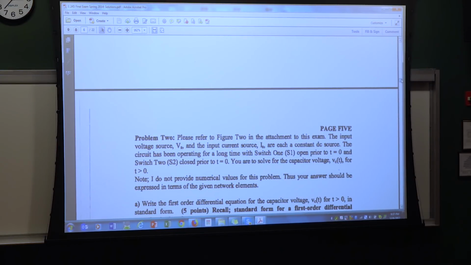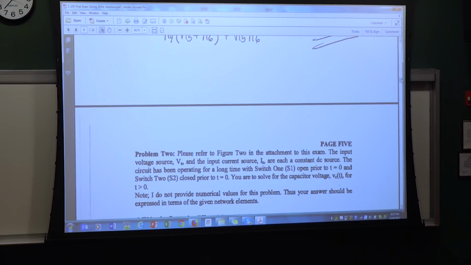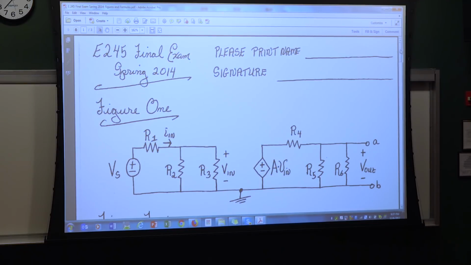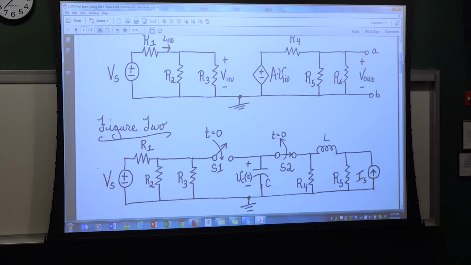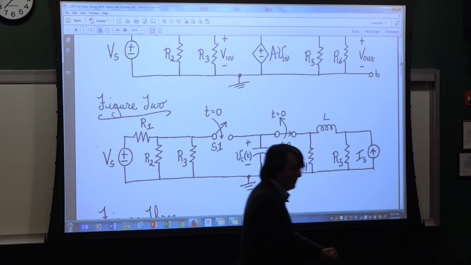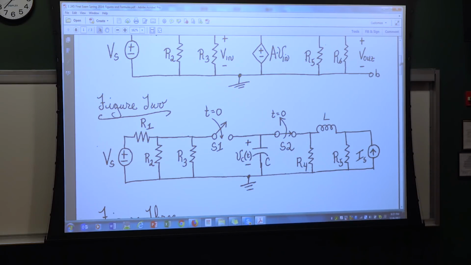That's it. We're up to problem 2. Let me get problem 2 opened. This has the look and feel of a first order system, baby. Now we're talking, all right?